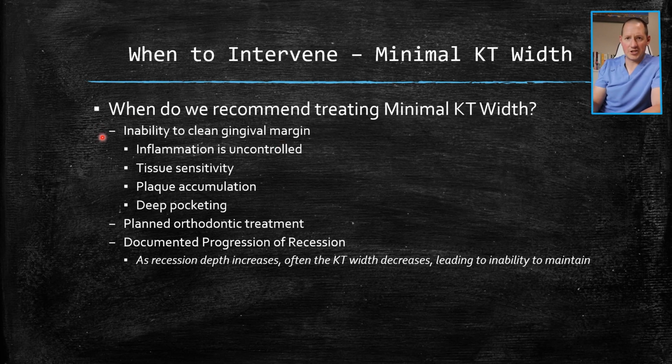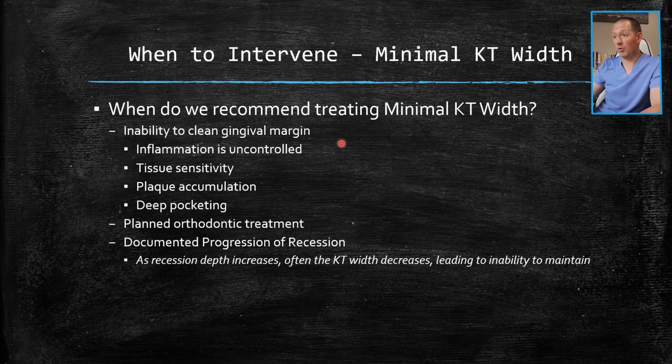We see that there's inflammation that's uncontrolled. We see that there's tissue sensitivity when they brush. They complain, it hurts when I brush this area. We see that there's plaque accumulation. They're not able to keep this area clean because they don't have that good band of thick tissue there. A lot of times we can also see deep pocketing, especially on the buccal, right? So there's no KT and there's a deep pocket right there. There's clearly some inflammation going on that's uncontrolled. We already talked about this as well.